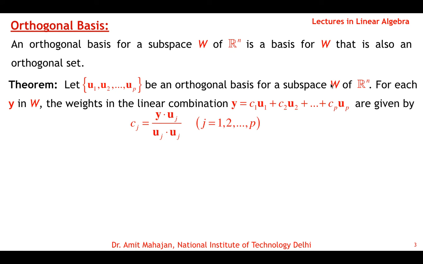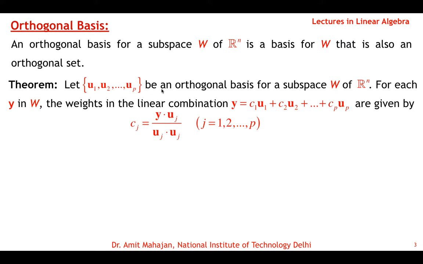Let u1 to up be an orthogonal basis for the subspace W of Rn. Then any vector in W can be written as a linear combination, which we already know. So for each vector y in W, there exist weights c1, c2, cp such that y is a linear combination of these vectors, because these vectors span W. Usually we find these weights by solving the non-homogeneous system, using the augmented matrix and finding its solution.